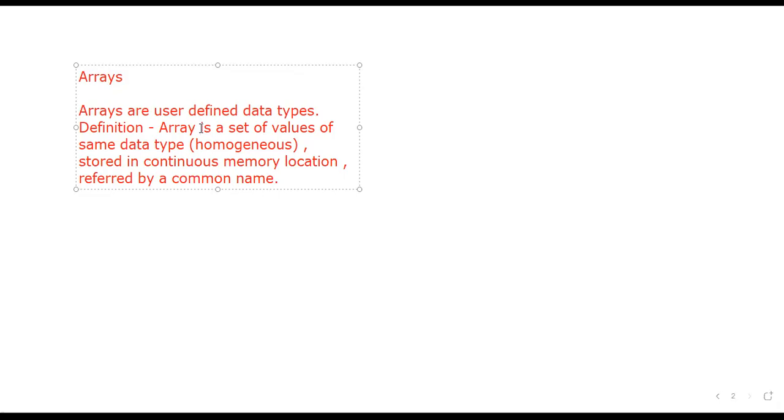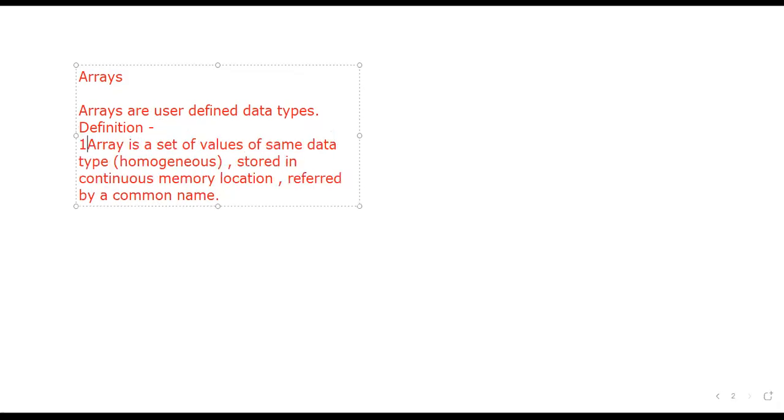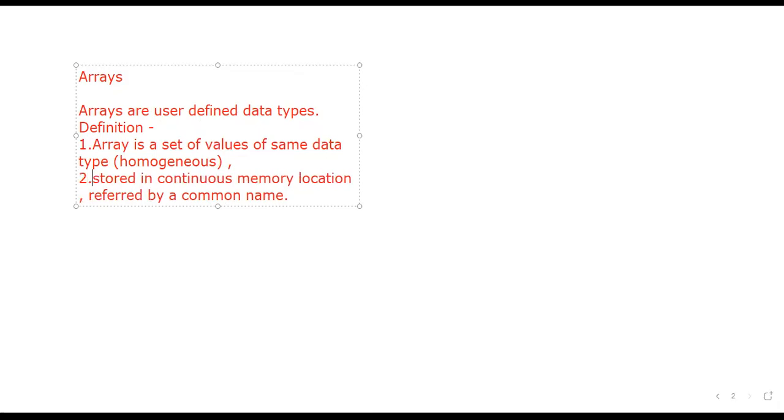First of all, array is a set of values of same data type. This is your first point. Second is stored in continuous memory location referred by a common name. These are the three very important points for you to remember when you are defining an array. Now, what do we mean by same data type?